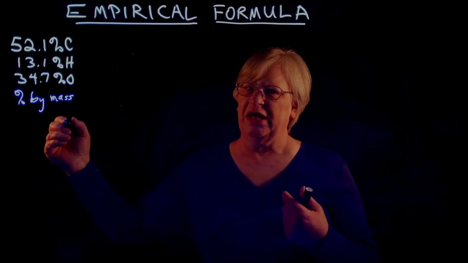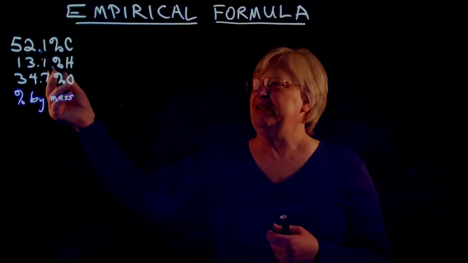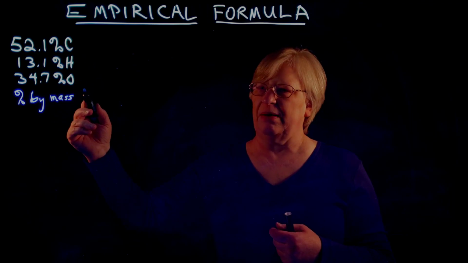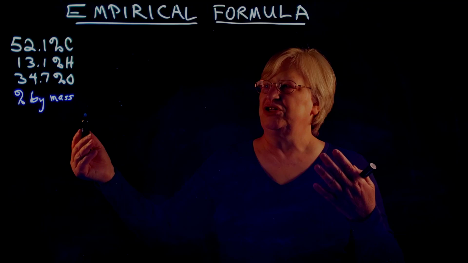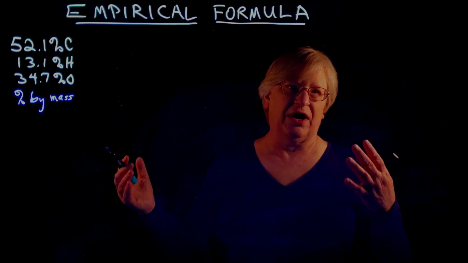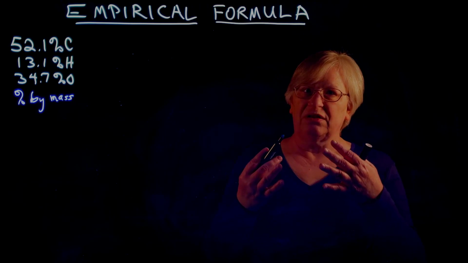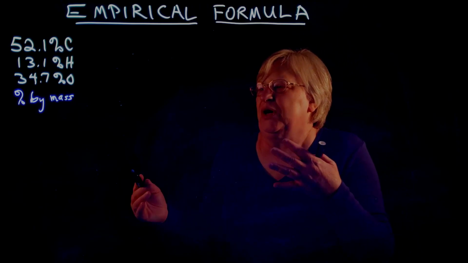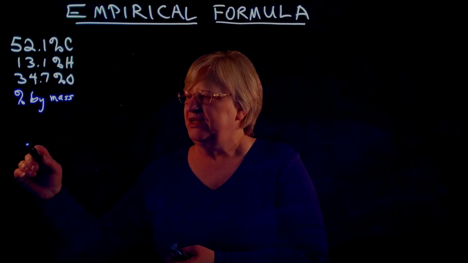So what does percent mean? It means per 100. Cent means 100, right? So per 100. That means out of 100 grams, 52 of those grams will be carbon grams, and 13.1 of those grams would be hydrogen grams. So if we had 100 grams. In order to do our analysis to figure out what the formula is, we're going to just say, let's say we had 100 grams, because that makes these numbers easier to work with.